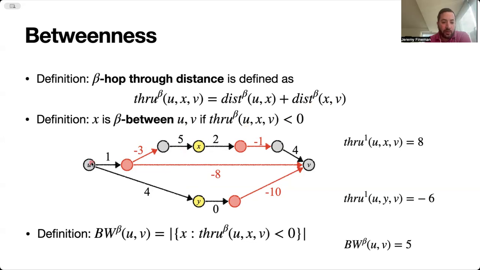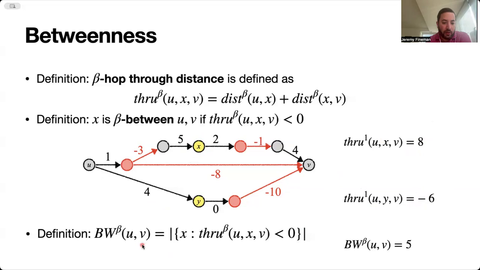For example, in this picture, the distance through X will force me to take this path along the top, which has a total length of 8, and the distance through Y will force me to take this path along the bottom, giving me a length of -6. I say that a vertex is beta-between U and V if the through distance is negative. So the distance through X is non-negative, so X is not between U and V, but the distance through Y is negative, so I say that Y is between U and V.